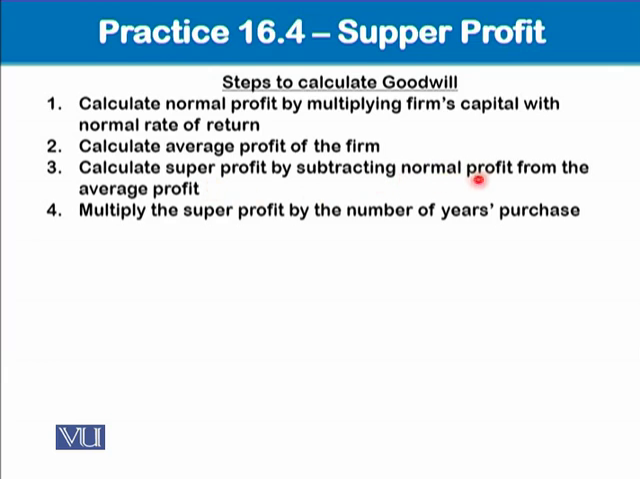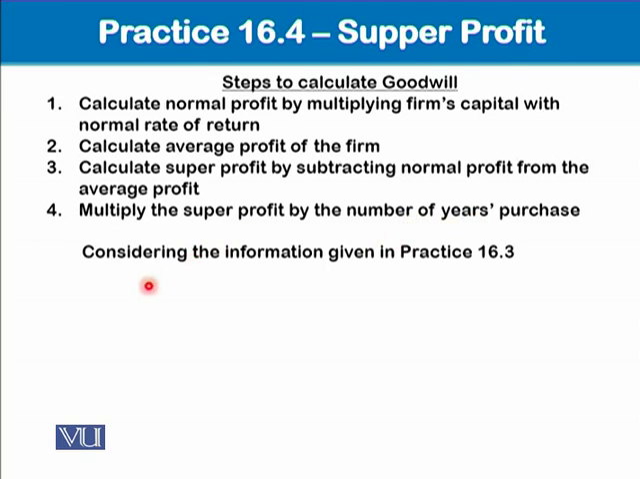Normal profit is that we calculate based on the market rate of return or the normal expected rate of return. So that rate is multiplied by the capital. We'll have a working of all these steps ahead. So multiply the super profit by the number of years purchase.